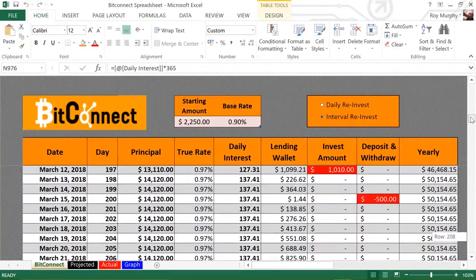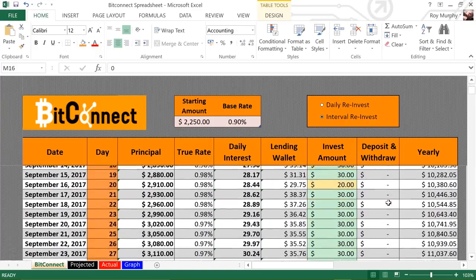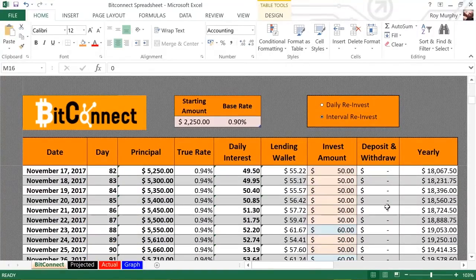So let's form a plan. Based on these figures here, I've created a mirror of everything I've done, so I can play around with these figures. If I want to take out $50 this day, I can, and the calculator will make allowances for me. If I want to take out $100 here, it can, and the calculator will work everything out. So this is a really funky little calculator that we've come up with.